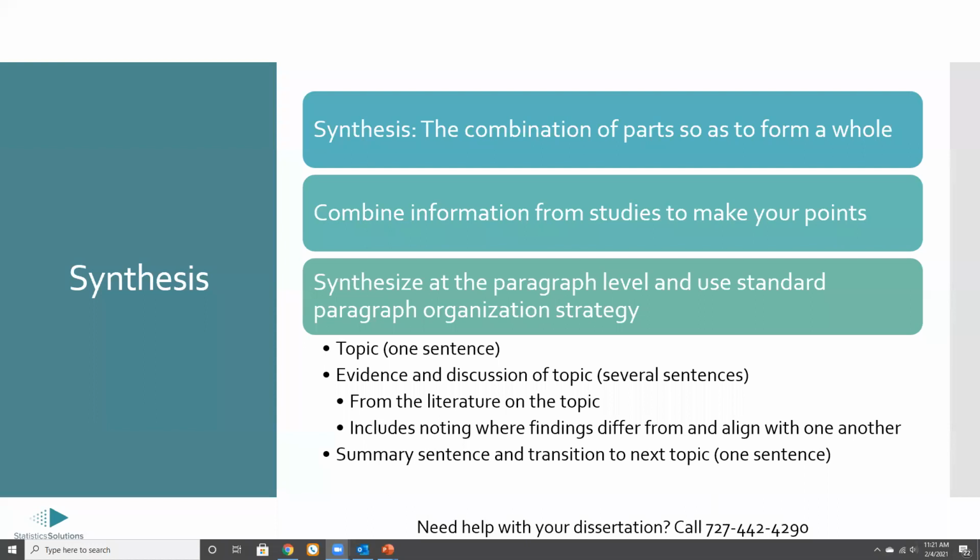Have a topic sentence, have evidence, and discussion of the topic within the body of the paragraph, right? You illuminate on the topic that you set up in the topic sentence. And this again can include features from the studies, what they're about, what they found, noting where findings differ from one another. Then you have a summary sentence that either summarizes or transitions to the next paragraph.